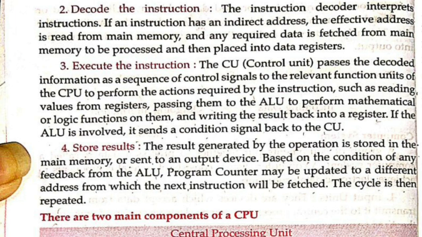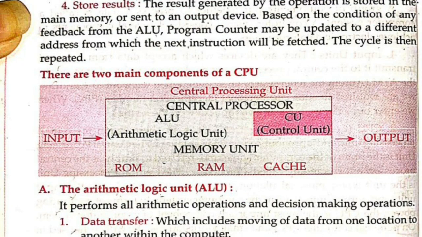Store results. The result generated by the operation is stored in the main memory or sent to an output device based on the condition of any feedback from the ALU. The program counter may be updated to a different address from which the next instruction will be fetched. The cycle is then repeated.